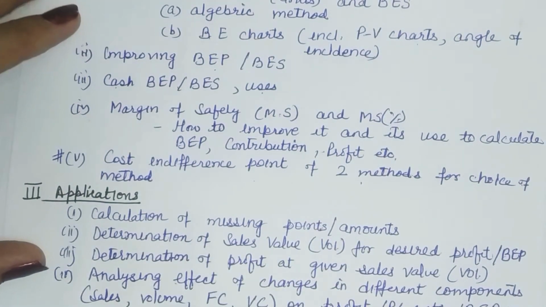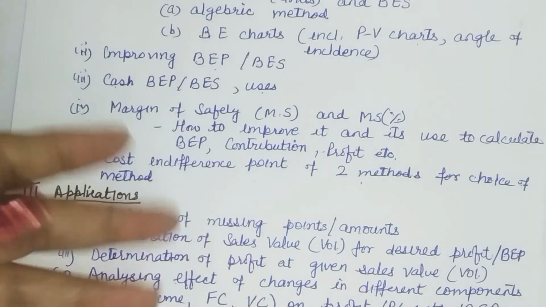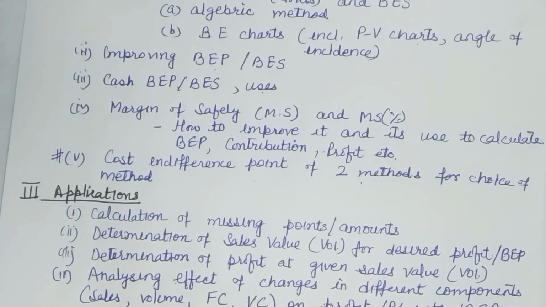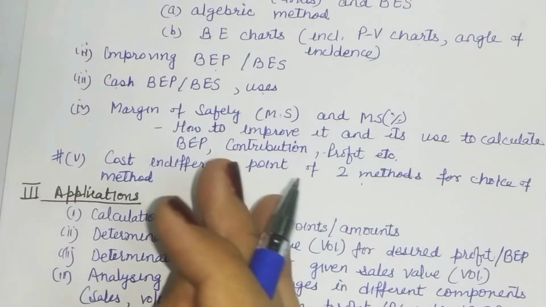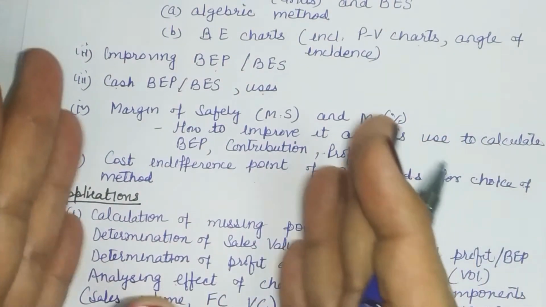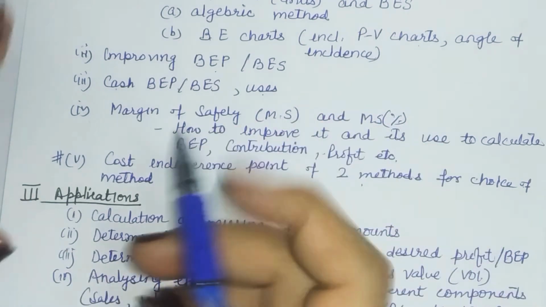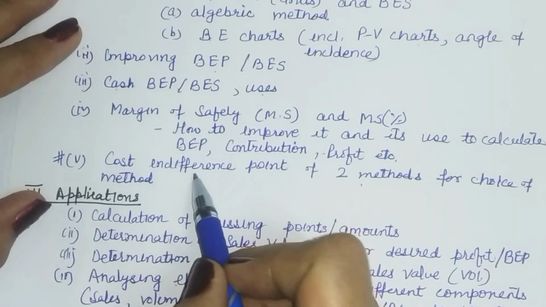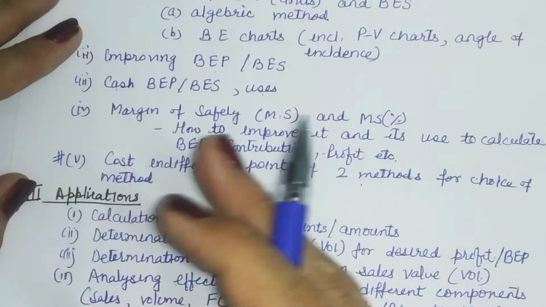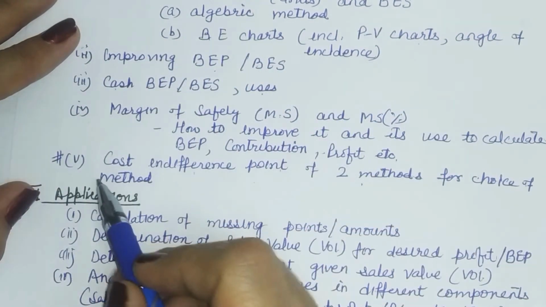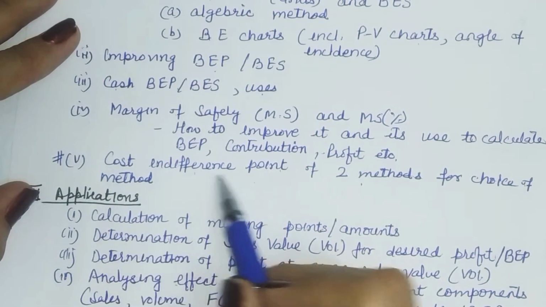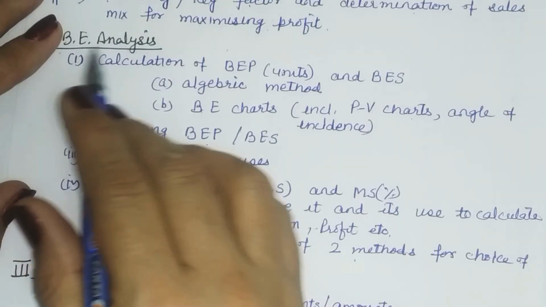You might have two or three methods available for producing your products. So out of these methods, which one should be chosen? It will depend upon the cost indifference point, like at what cost level both the methods are equally suitable. I mean, there is no difference in the two methods at that cost level. So up to which level method 1 should be used, beyond that method 2 should be used. This type of decision will be based on cost indifference analysis, which is a part of break-even analysis.